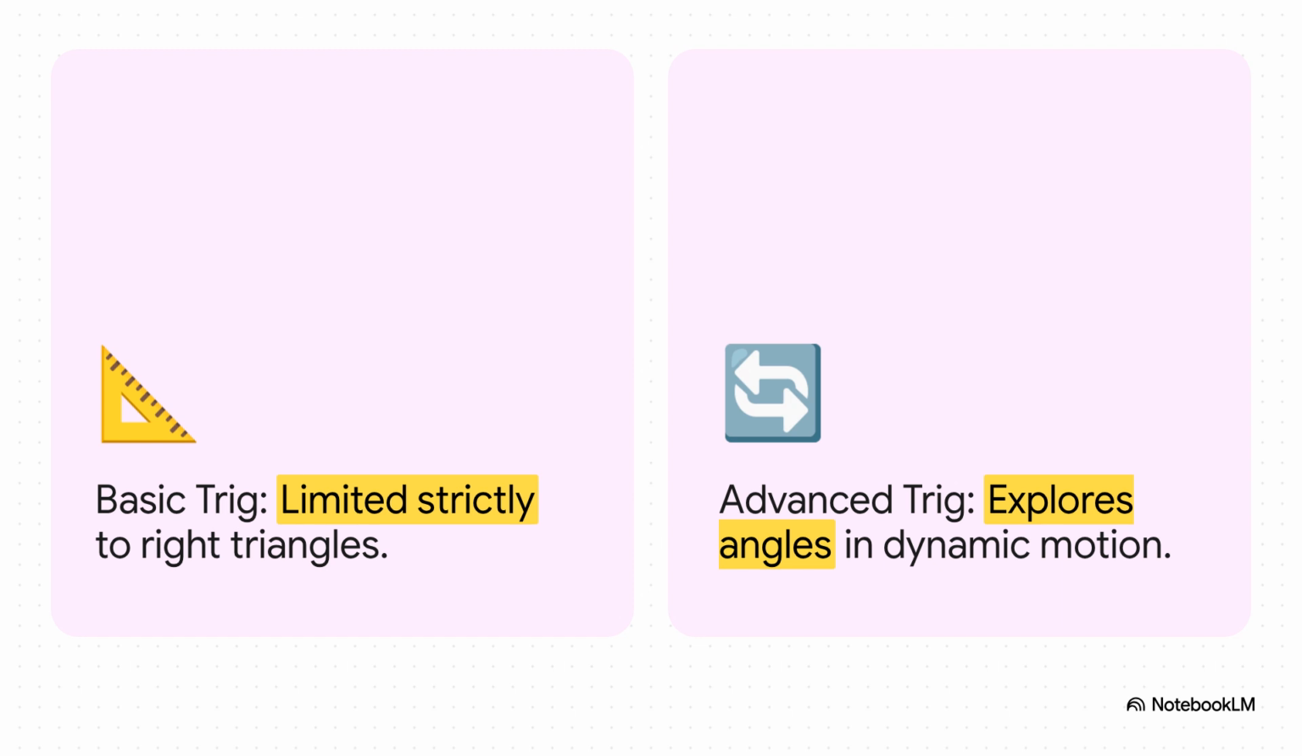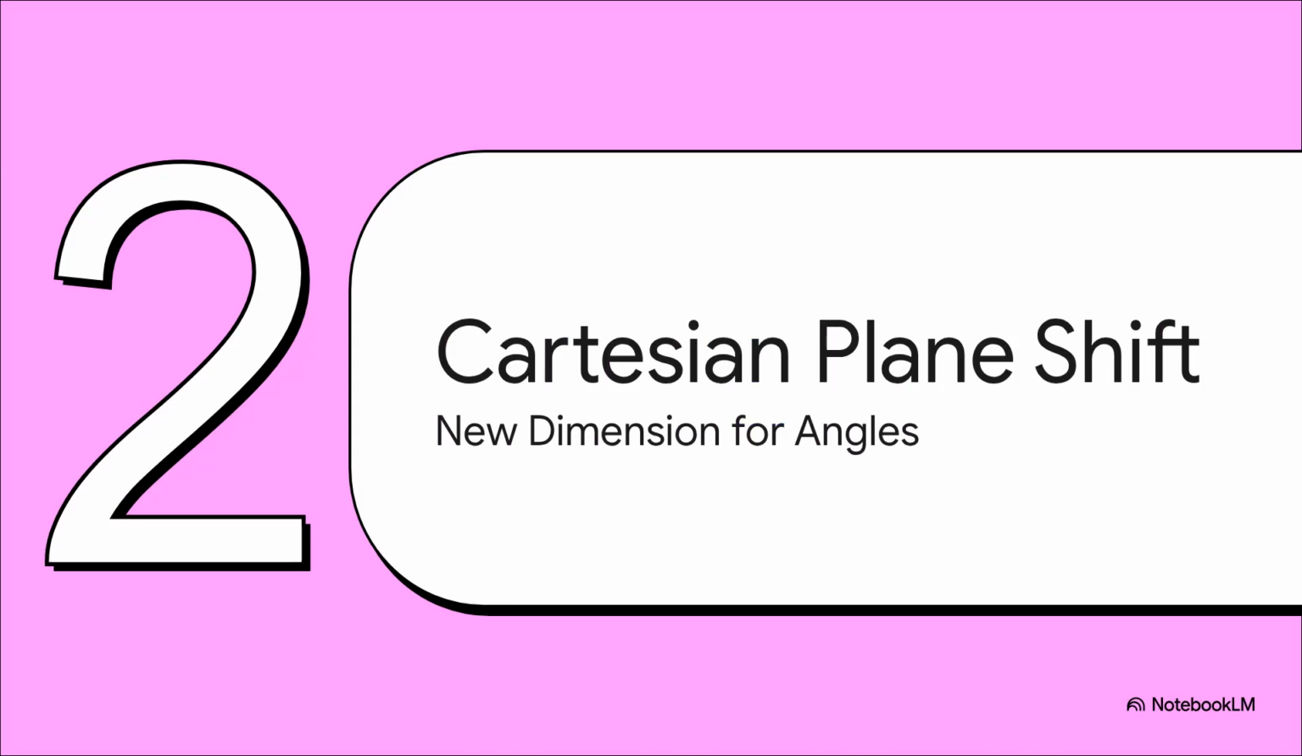It takes us from those static, boring triangles drawn on a piece of paper all the way to calculating actual rotational movement in the real world. So, let's see what happens when we map those out in Section 2. The Cartesian Plane Shift, a new dimension for angles.